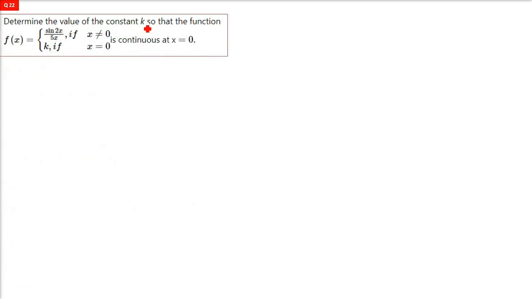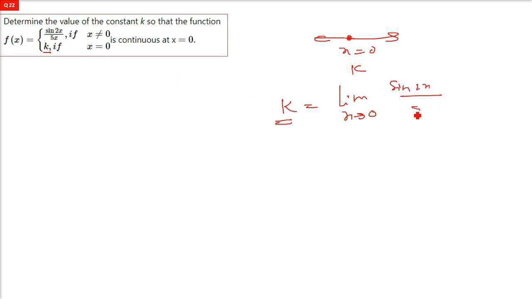Determine the value of the constant k so that the function is continuous. This type of question we have just completed. So we have to check x equals 0. The value at 0 is given as k. If you go right or left, where x is not equal to 0, it is sine 2x by 5x. So k is equal to, let us apply the limit, limit x tends to 0 of sine 2x by 5x.